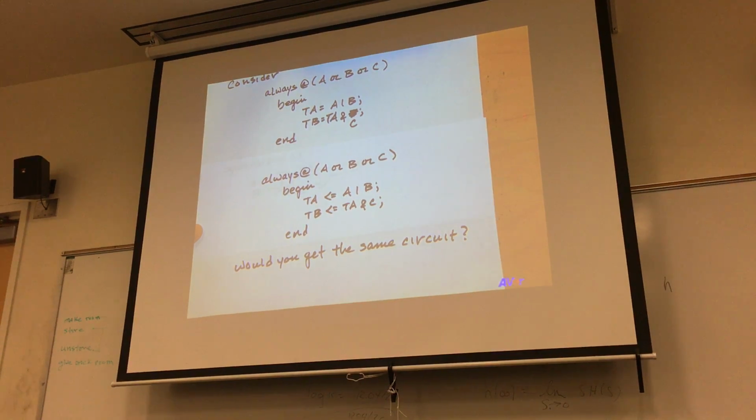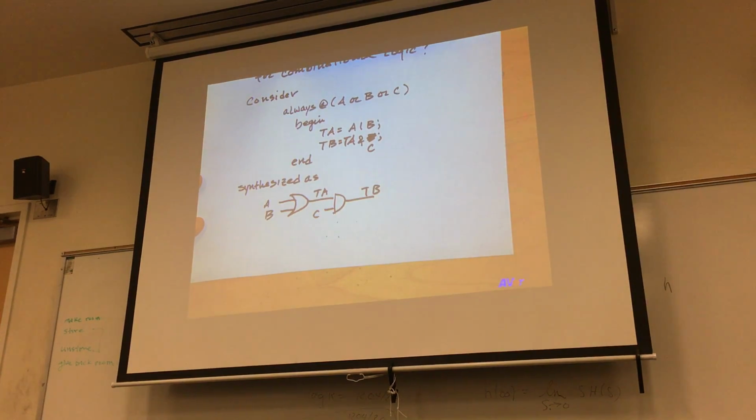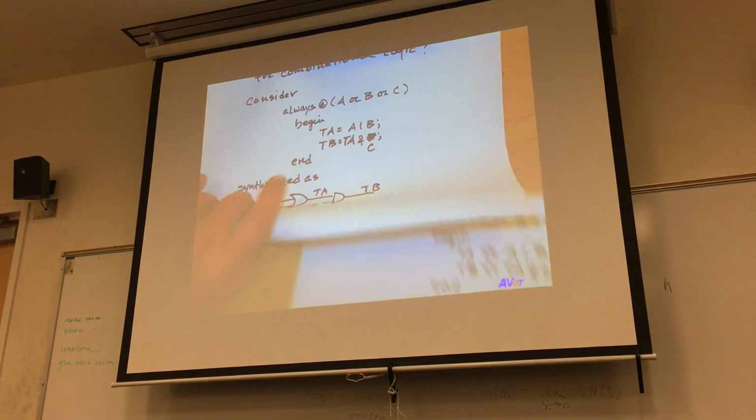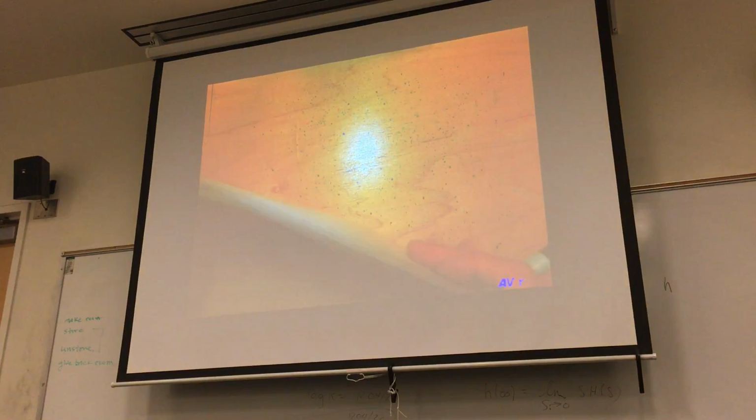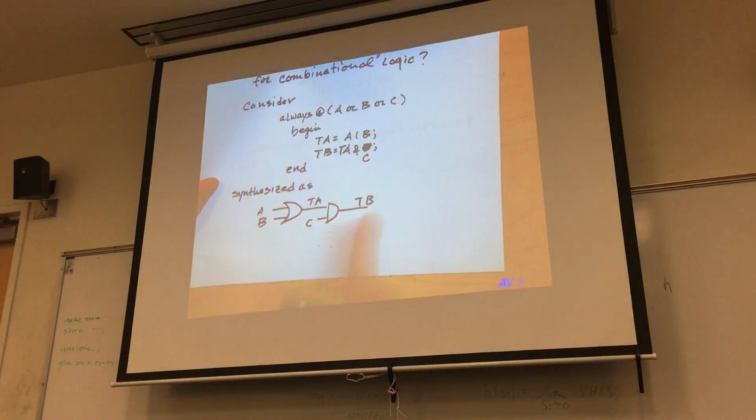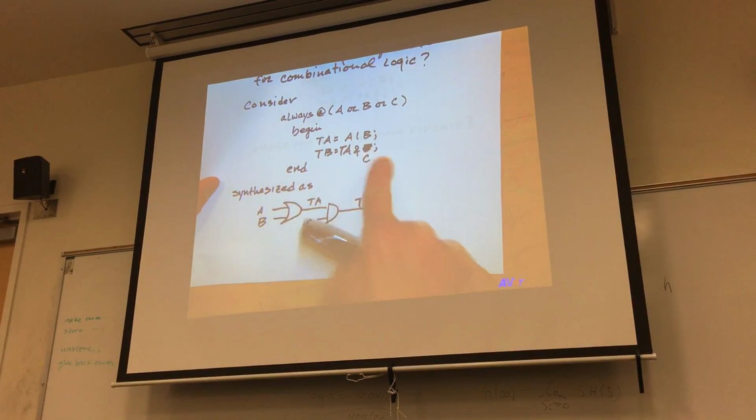Since it's the old value of TA, that implies that you're going to have some storage for that old value. Which means you're not going to get that simple, intuitively obvious combinational circuit. So this is a good example to show why blocking assignments for combinational logic gives you what you probably intended with that particular coding.